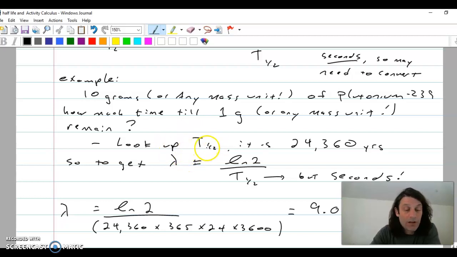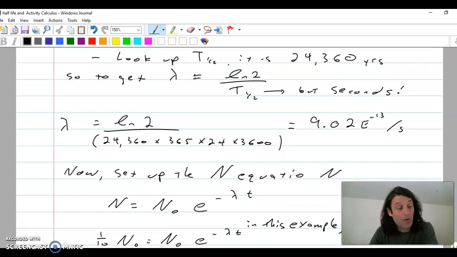I'm going to look up the half-life of plutonium-239 from that same website I showed you. It happens to be 24,360 years. That ain't bad. So to get our decay constant, we're going to figure out what lambda is. Remember, it's the natural log of 2 divided by the half-life, but that half-life needs to be in seconds, all right? So that's going to be annoying, 24,360 years. That's a lot of seconds.